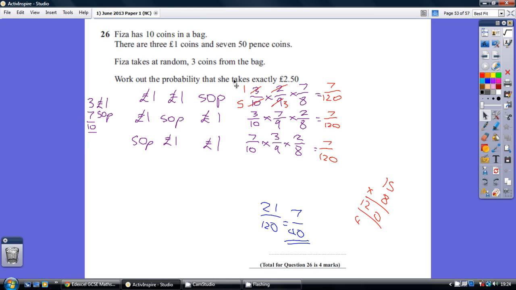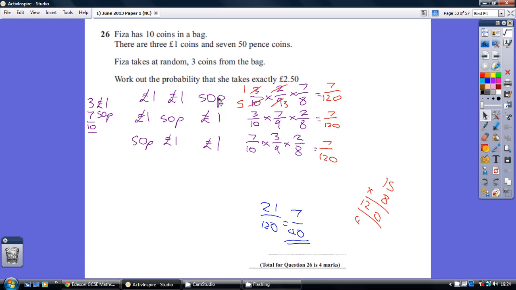So how can you get £2.50? Well, you could get a pound, then 50p, then a pound, or 50p, a pound, then a pound. That was the key bit. You had to figure that out. So just work your way along each of these coins. Now we know we've got 3 £1 coins and 7 50p pieces.